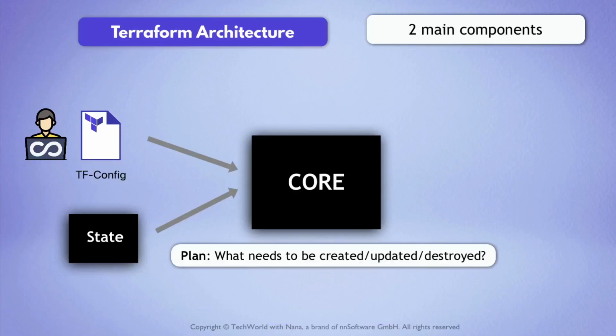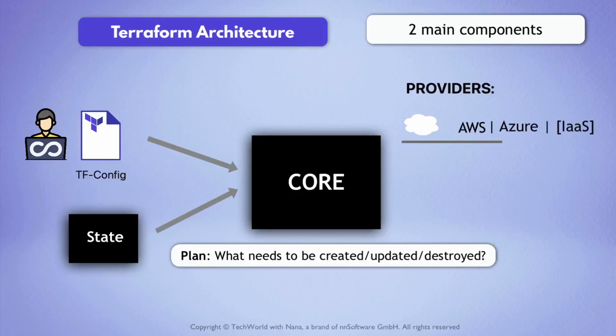And the second component, or the second part of the architecture, are providers for specific technologies. This could be cloud providers like AWS, Azure, or other infrastructure as a service platforms. So for the infrastructure level tasks, but Terraform, as I mentioned, has also providers for more high level components like Kubernetes or other platform as a service tools, even some software as a service tool.